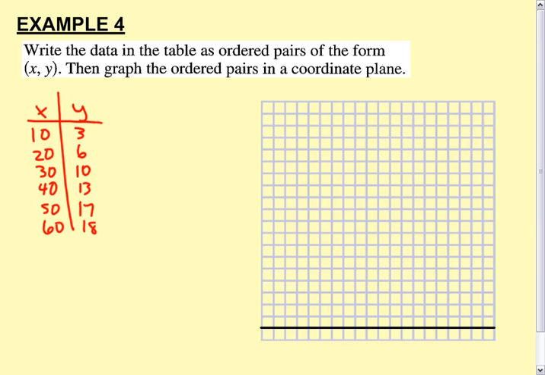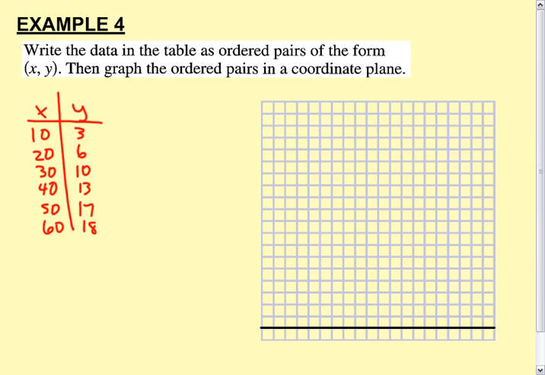Okay, folks, example number 4 says write the data in the table as ordered pairs of the form x, y. So the x's is the number of times that we rolled the dice, and then the y's are the number of multiples of 3 that we got inside those tens. Okay, so we rolled 6 tens, 6 groups of 10, and the y's are the totals that we got within each one of those groups of 10.